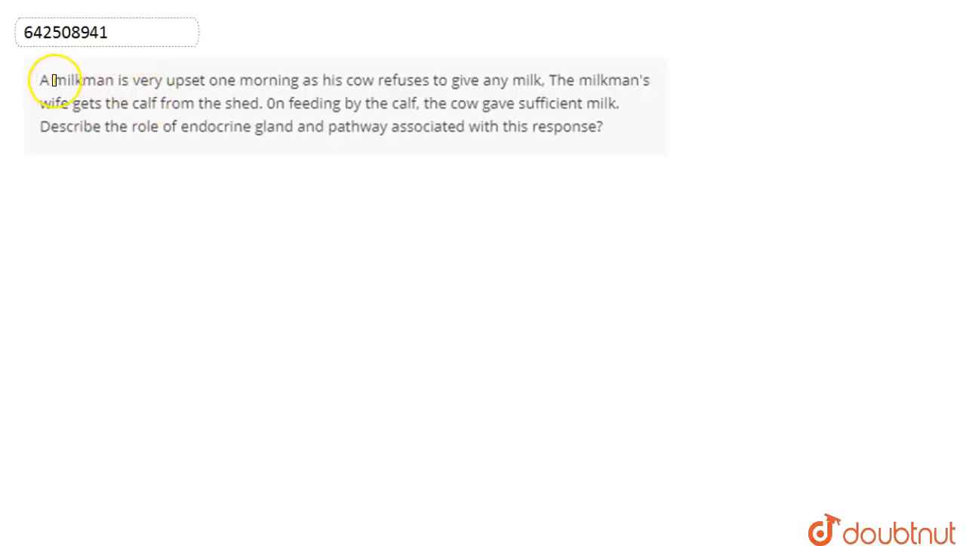We talk about this question. In this question, we are asked that a milkman is very upset one morning as his cow refuses to give any milk. The milkman's wife gets the calf from the shed. On feeding the calf, the cow gives sufficient milk. Describe the role of endocrine gland and pathway associated with this response.